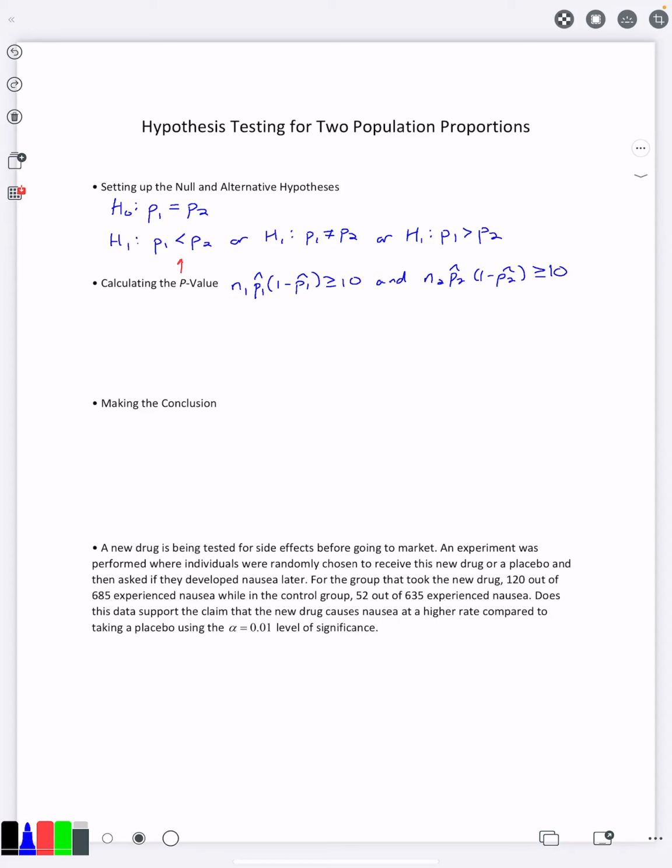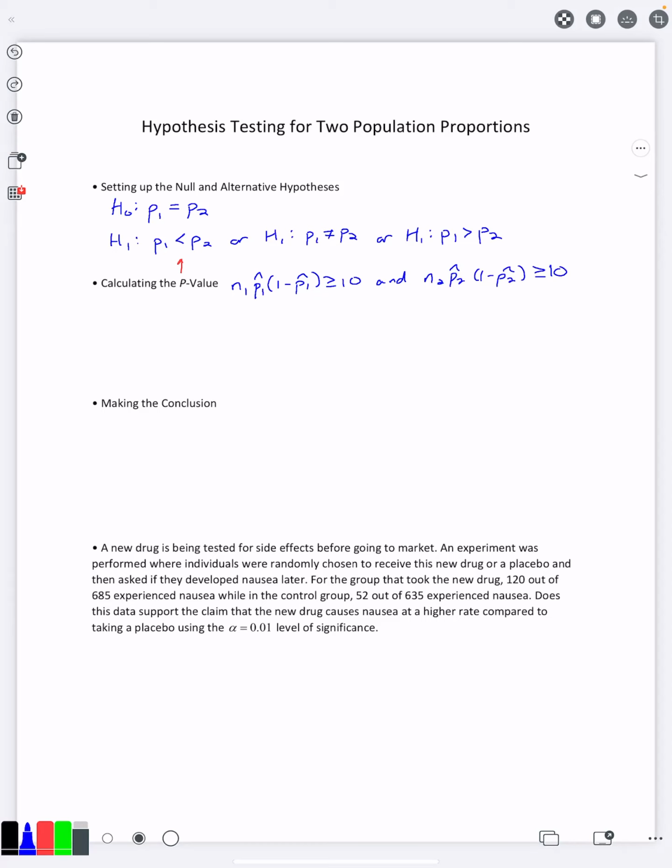It says, a new drug is being tested for side effects before going to market. An experiment was performed where individuals were randomly chosen to receive this new drug or a placebo and then asked if they developed nausea later. For the group that took the new drug, 120 out of 685 experienced nausea, while in the control group, 52 out of 635 experienced nausea. Does this data support the claim that the new drug causes nausea at a higher rate compared to taking a placebo, using alpha as 0.01 level of significance?